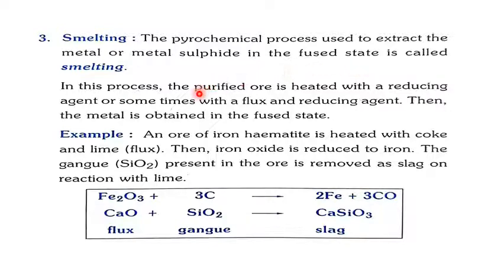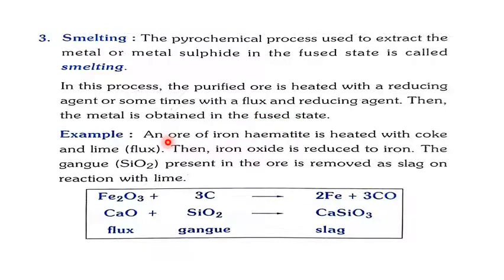In the smelting process, purified ore is taken. That purified ore is heated with a reducing agent like coke, that means C, or sometimes with a flux and reducing agent. Then the metal is obtained in the fused state.